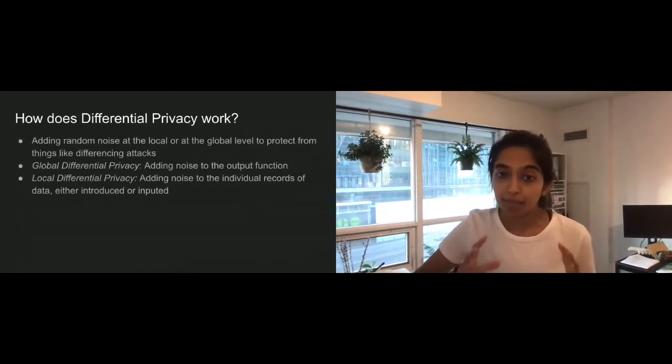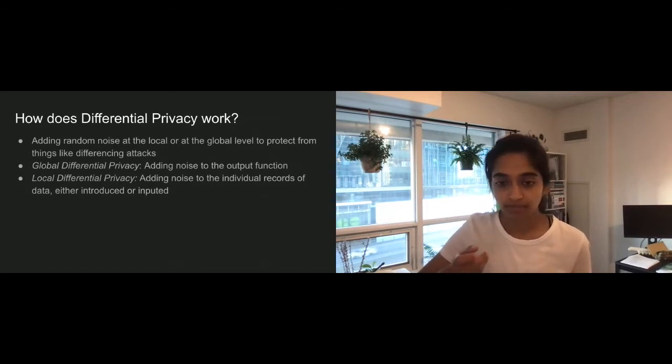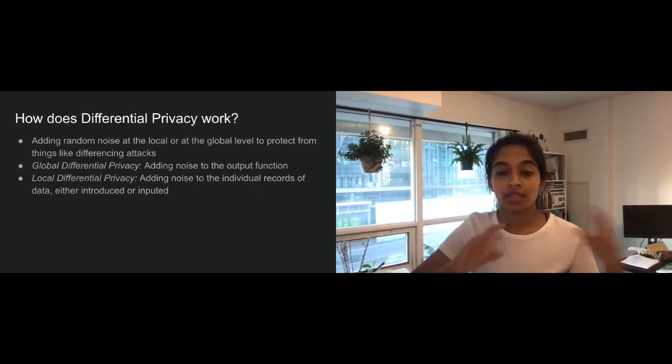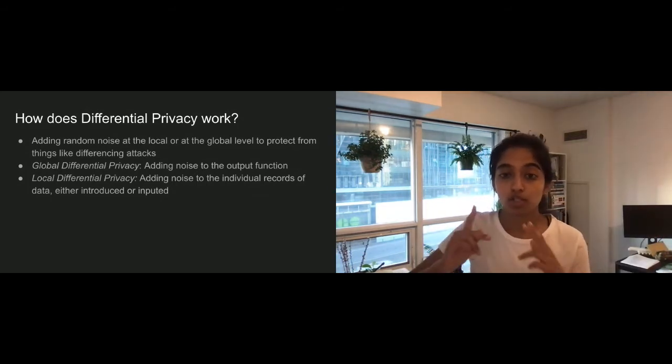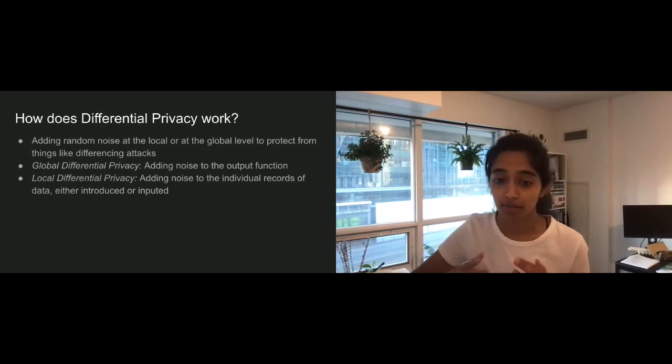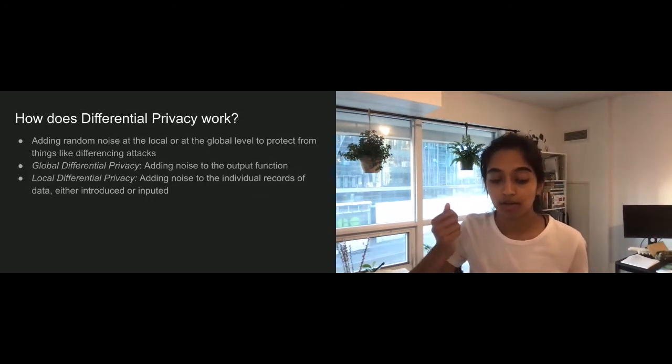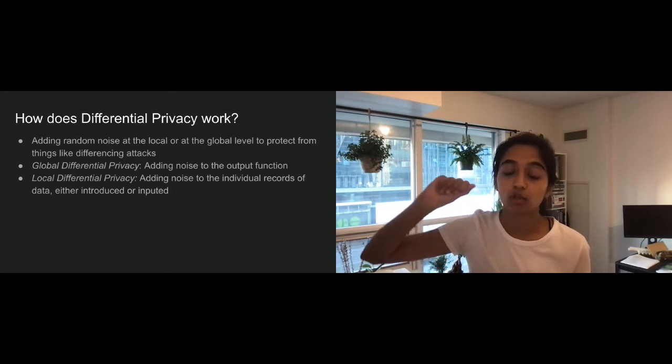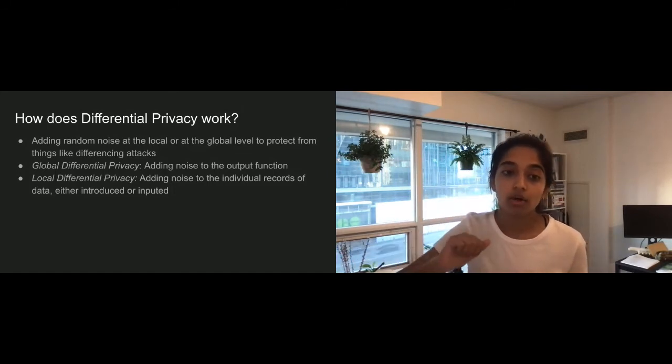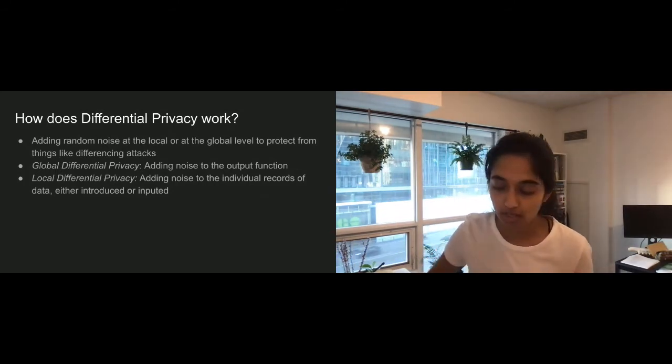The entire backbone of differential privacy works on adding noise. And we can talk a little bit about this, but differential privacy is again split into two fields. The first field is global differential privacy, where the noise is added to the last level at the global level, or the noise is added to the local level. So let's dig a little bit into this.